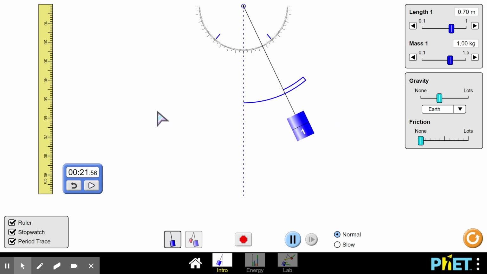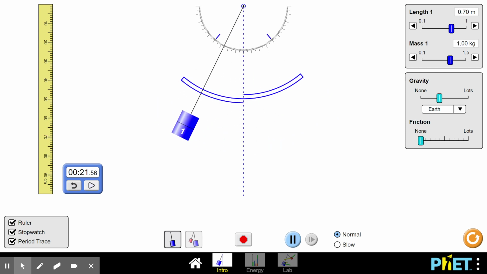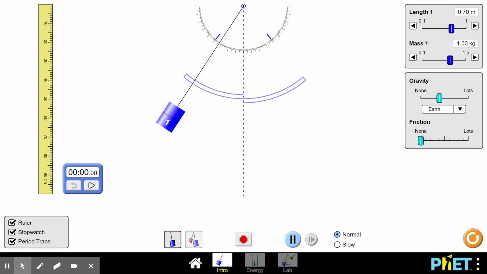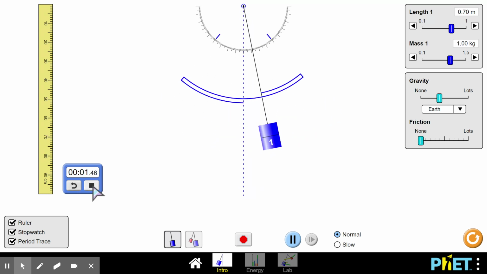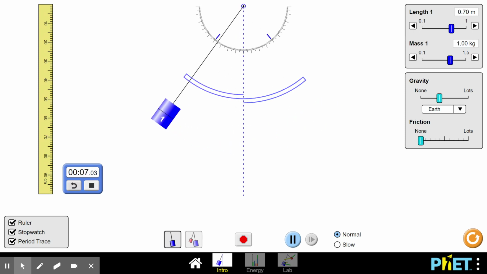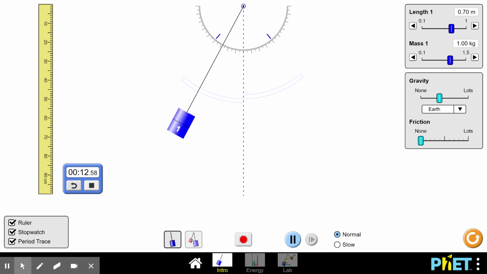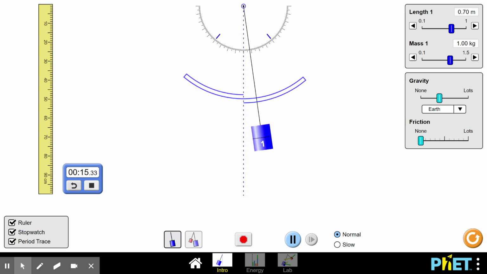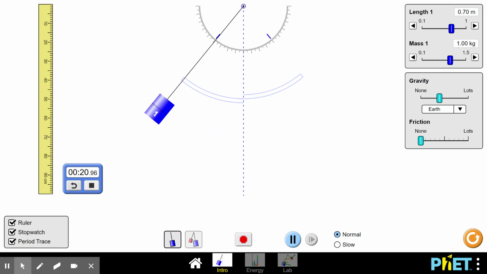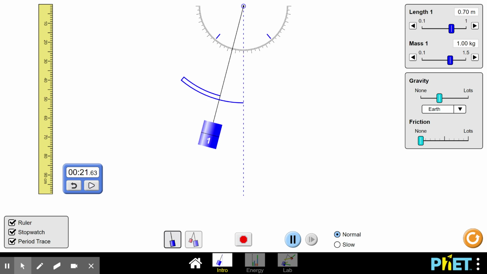And then I release, and again, I'm going to check my 10 cycles. There we go. Starting. Oops, I forgot to reset, so I got to redo that. Boom. There's 1, 2, 3, 4, 5, 6, 7, 8, 9, and 10. Boom. And I'm going to record that, do that 2 more times, and then go on to 1.5 for the mass.